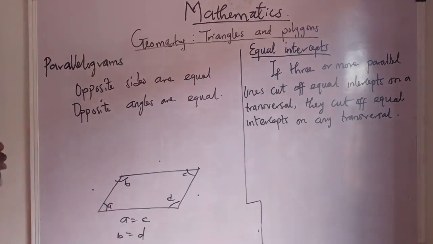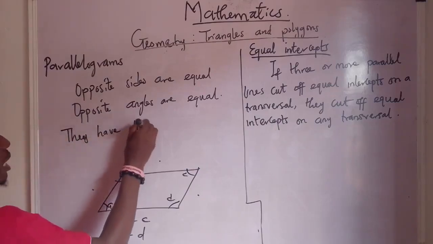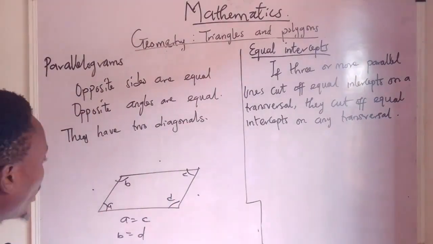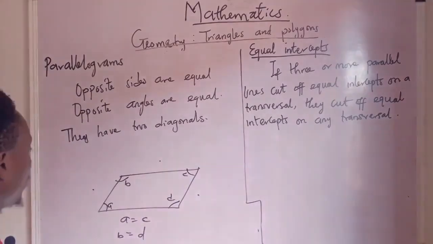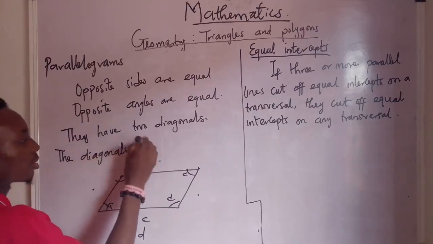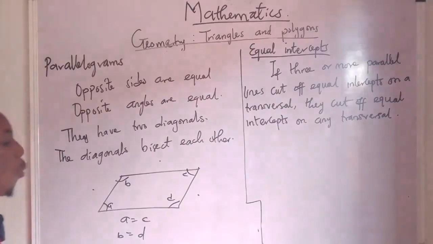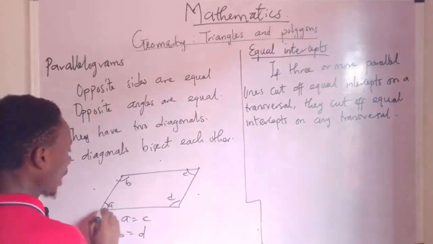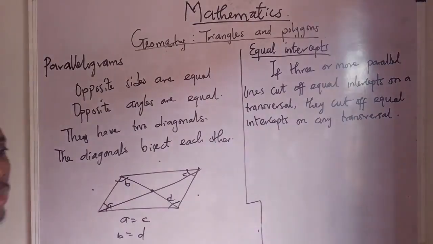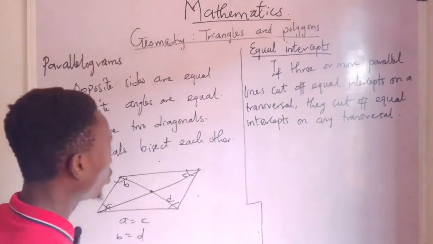It means that A is equal to C and B is equal to D. And also, they have two diagonals. One is longer than the other, yes. And the diagonals bisect each other. Very important. It means wherever these diagonals meet is the center of this parallelogram. Now, if you don't know, do take notes.